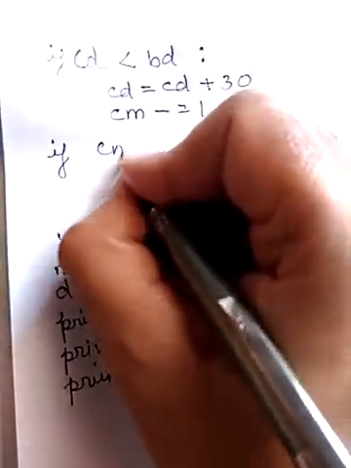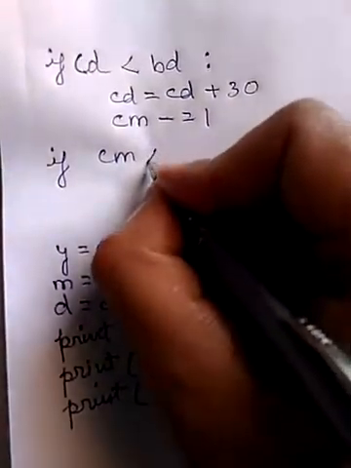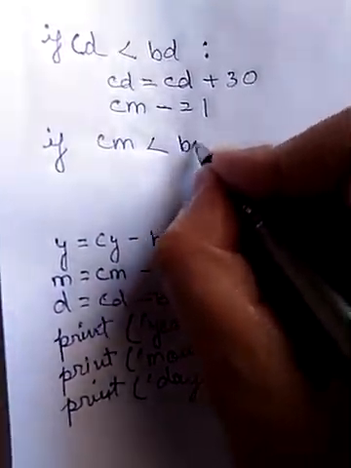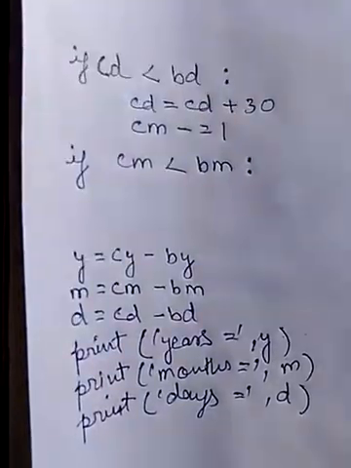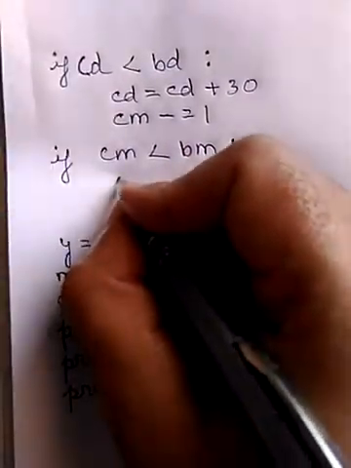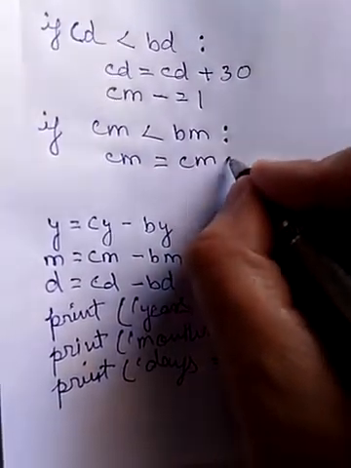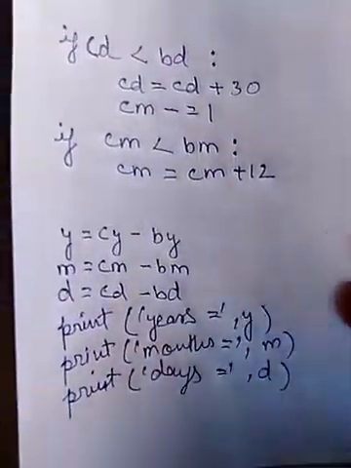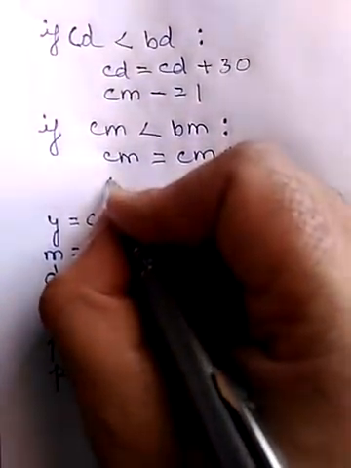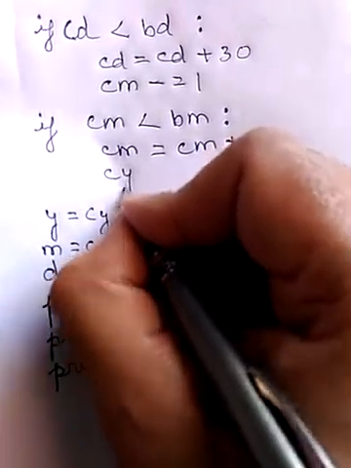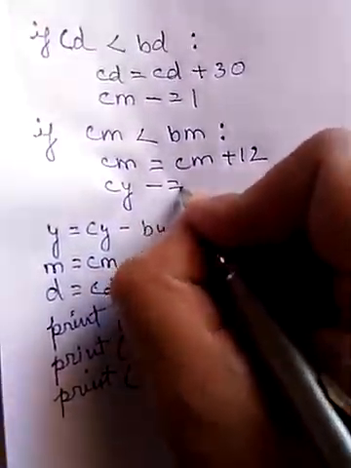if the current month is less than the birth month, then what we have to do? Current month equals current month plus 12, and after that current year minus equal to 1.